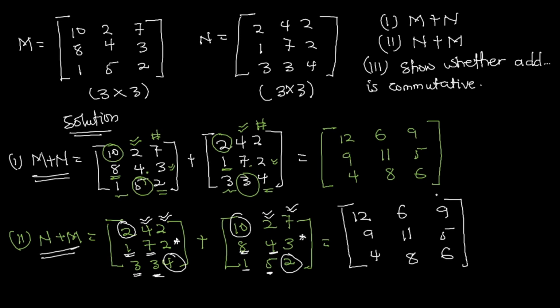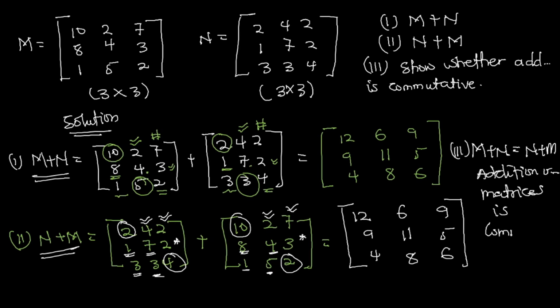M plus N. Now if we compare the two matrices, we can see that they have the same elements. Because matrix M plus N and N plus M have the same elements and are equal, we can see that matrix M plus N is equal to matrix N plus M, because they have the same elements and they are also equal. Therefore, addition of matrices is commutative.